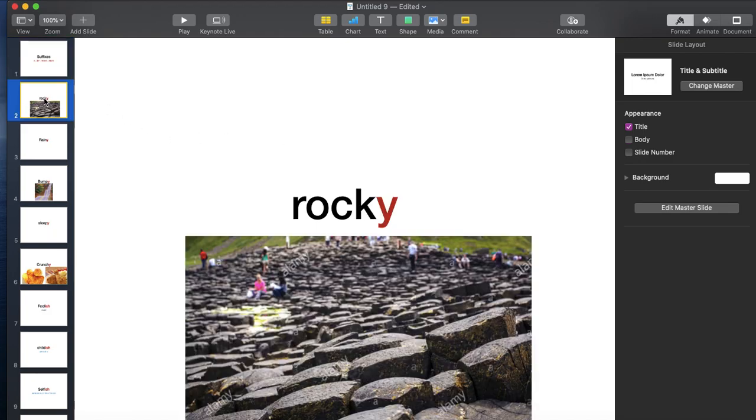Now, let's see. Rock. The base word here is rock. Now I added the suffix y, it became rocky. So the suffix changed its meaning. Rocky. As you can see here in the picture, this is a rocky road. It's full of rocks. Say the word again, rocky.